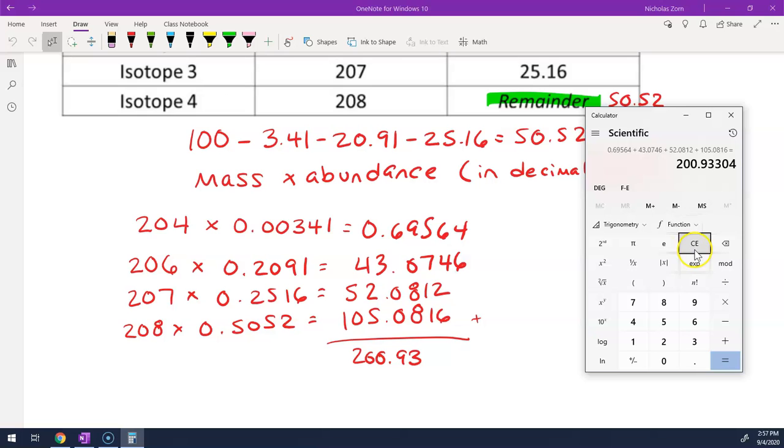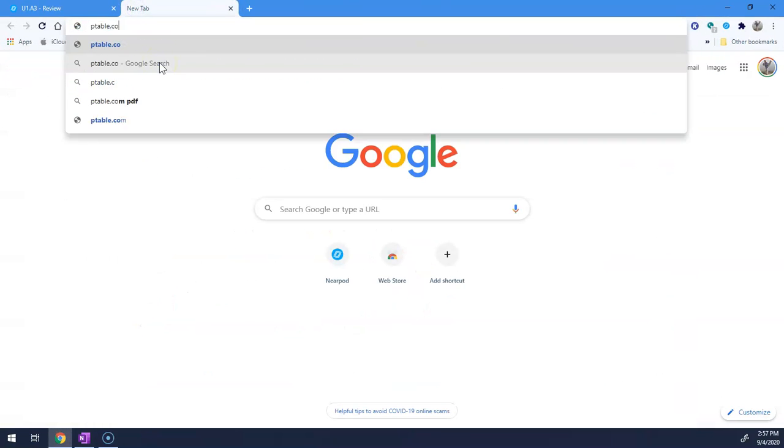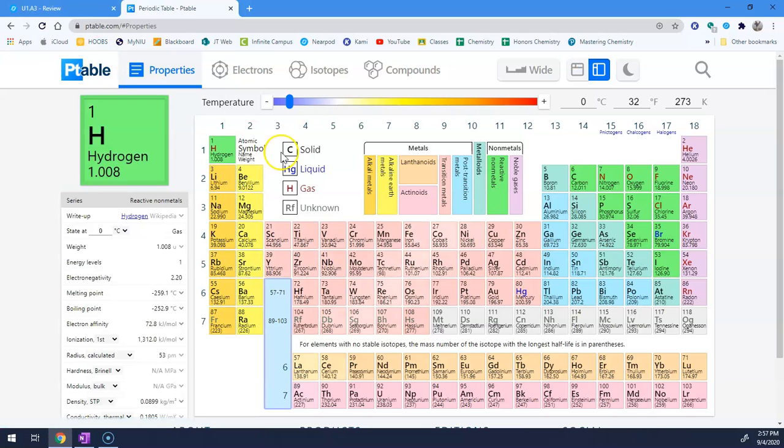All right, so now I'm going to go to the periodic table and I want to find which element has a mass of 200.93. So if I go to the periodic table, 200.93 should be mercury here.